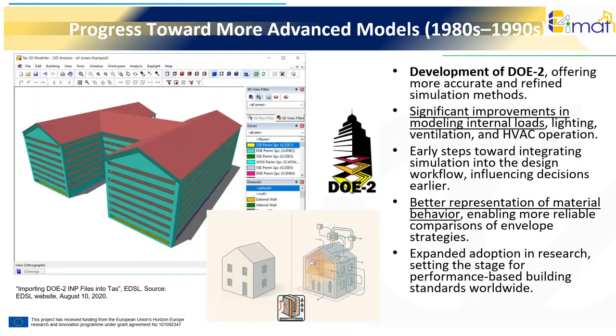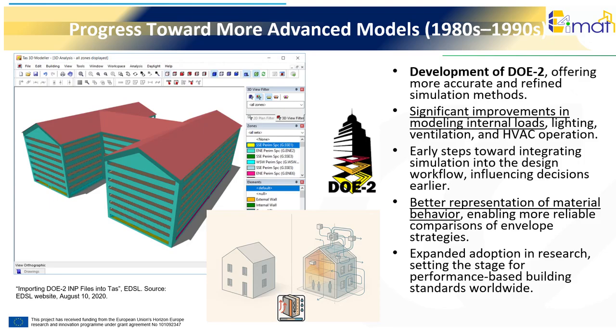The next phase of development brought significant advancements in building simulation. During the 1980s and 1990s, DOE-2 became one of the most widely used simulation engines worldwide. It introduced more sophisticated algorithms to represent internal gains, lighting, occupancy, and mechanical systems, which was crucial as new building materials and technologies entered the market and required more accurate evaluation.